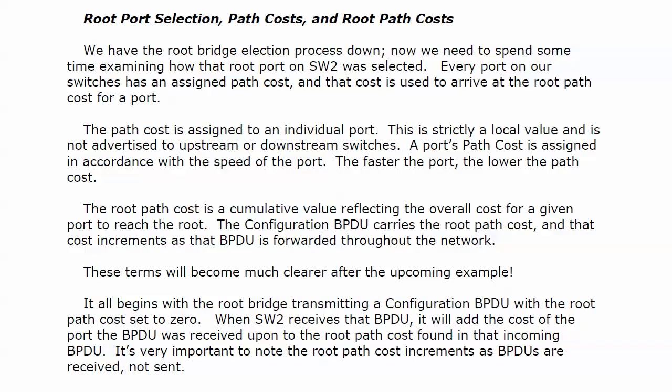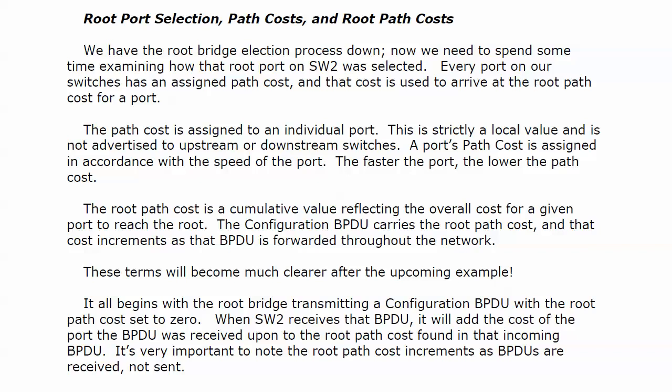Now, the root path cost is a cumulative value, and that reflects the overall cost for a given port to reach the root. It's that configuration BPDU we've been talking about that actually carries the root path cost, and that cost increments as that BPDU is forwarded throughout the network. So that's another one of those things where you read the theory and you go, okay, I think I got that. Can we see an example? We're going to see one right now.